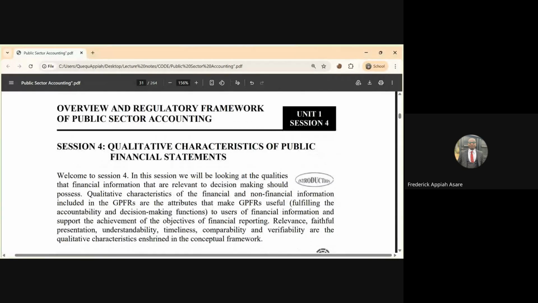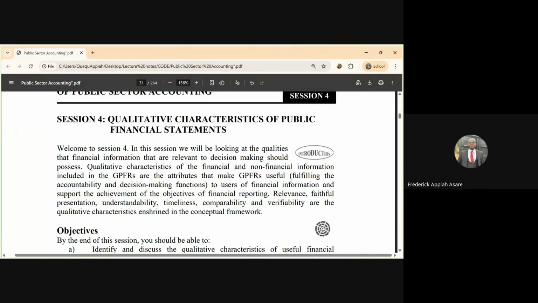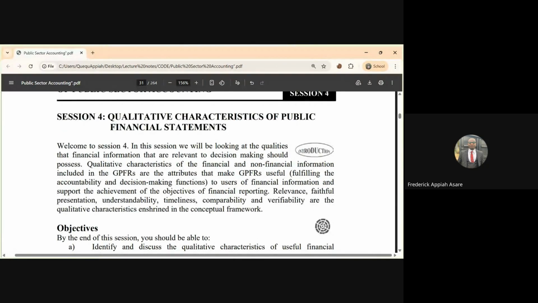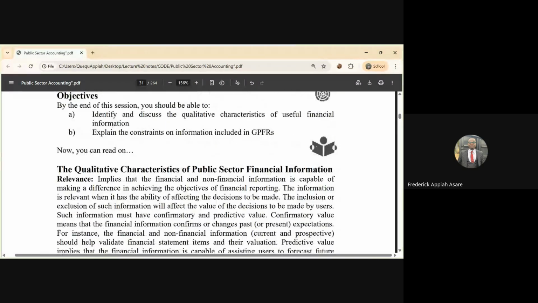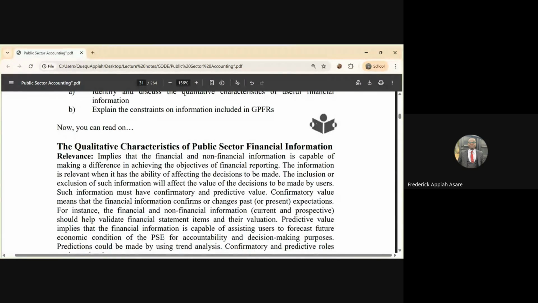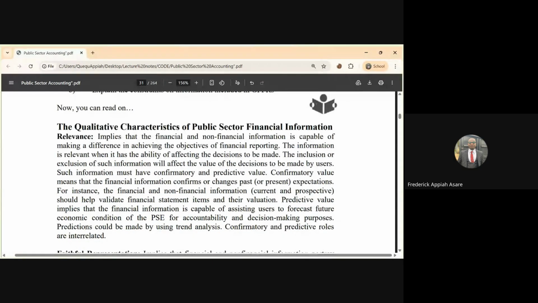If there is no question, let's move on to the qualitative characteristics of public financial statements. This also falls under the conceptual framework. And when we look at the qualitative characteristics, there are a series of them, and one of them is relevance.